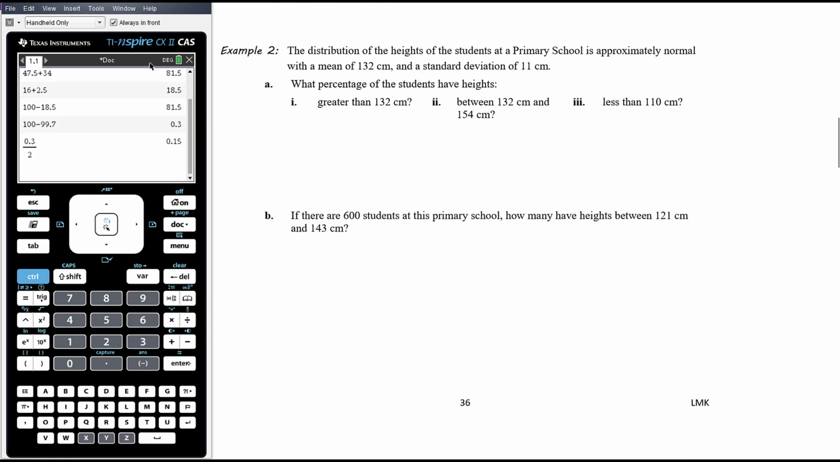Alright, example 2. The distribution of the heights of students at a primary school is approximately normal with a mean of 132 centimetres and a standard deviation of 11 centimetres. What percentage of the students have heights greater than 132, between 132 and 154, less than 110?